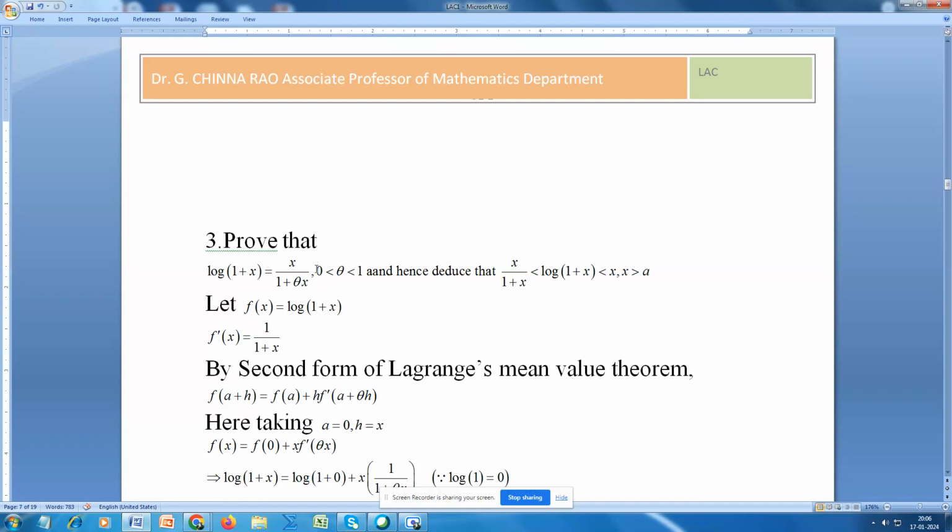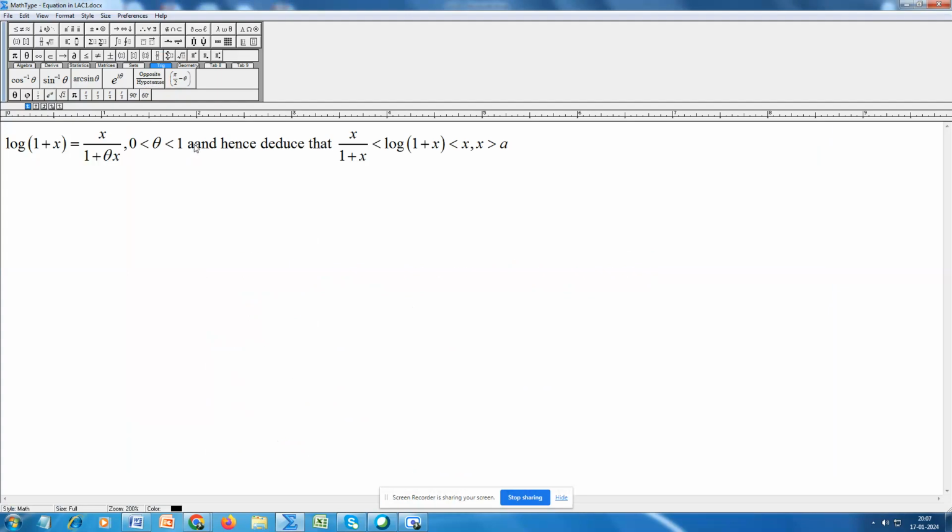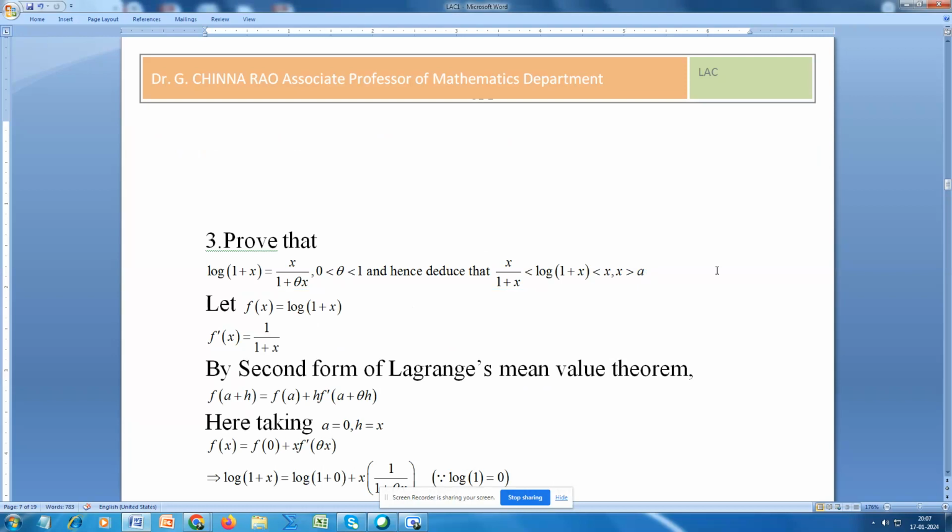Prove that log of 1 plus x is equal to x by 1 plus theta x, with 0 less than theta less than 1, and hence deduce that x by 1 plus x is less than log of 1 plus x, which is less than x, for x greater than 0. Now we consider a function f of x as log of 1 plus x.